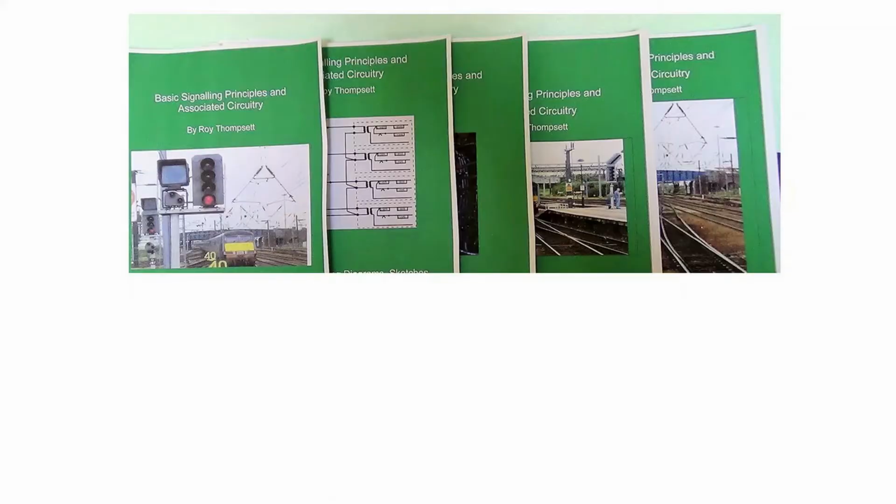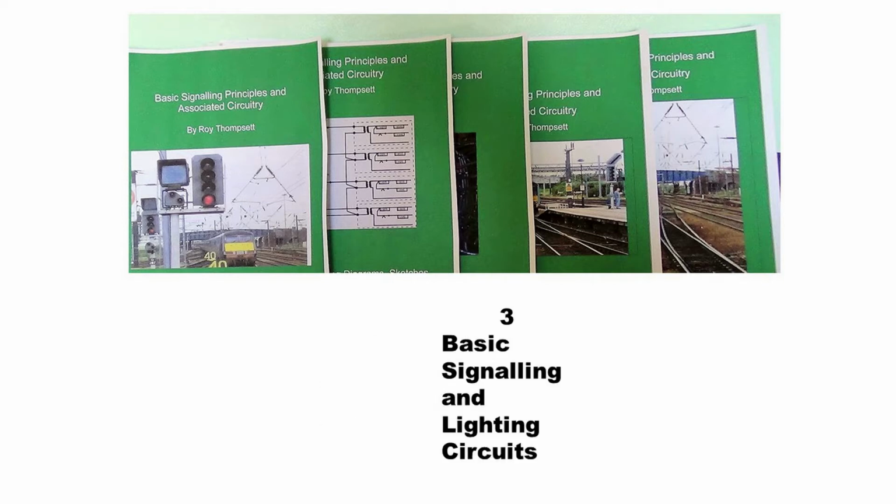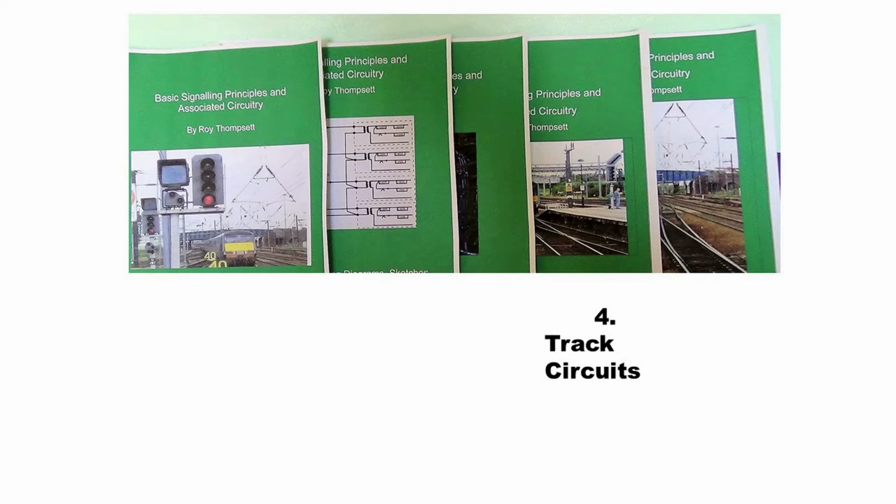I have never forgotten those days of learning railway signalling engineering, and following the privatisation of British Rail, I designed a course called Basic Signalling Principles and Associated Circuitry, which covered all the elements of learning that I wish had been available to me when I first started. It was designed in a distance learning or open learning format and was divided into 5 sections: the basics of railway signalling, signalling diagrams, sketches and plans, basic signalling and lighting circuitry, track circuits and points.